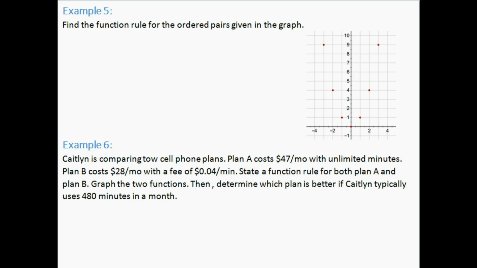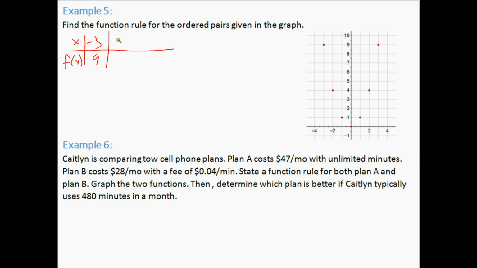Let's jump down to our last examples here. Find the function rule for the ordered pairs given in the graph. And so what we have here, let's start at the far left. We have -3, 9. So I'm going to actually make a table here. X and our function, let's just call it f of x. We have -3, 9.